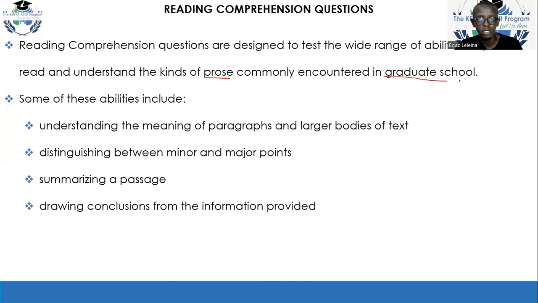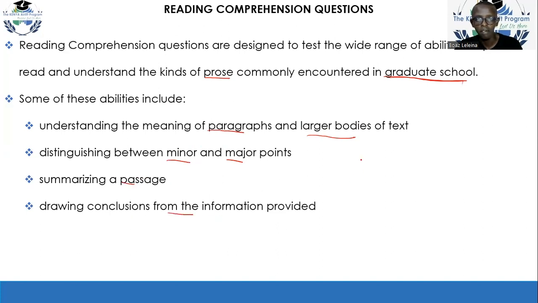These reading comprehension questions test your ability to go through a large body of text and then understand and gain concepts from it. This is what you'll be doing at graduate school, where you'll be going through research papers and theses written by other students, and you have to try to understand and make meaning from them. Some of the abilities these questions test include understanding the meaning of paragraphs and larger bodies of text, distinguishing between minor and major points, and summarizing a passage and drawing conclusions from the information provided.